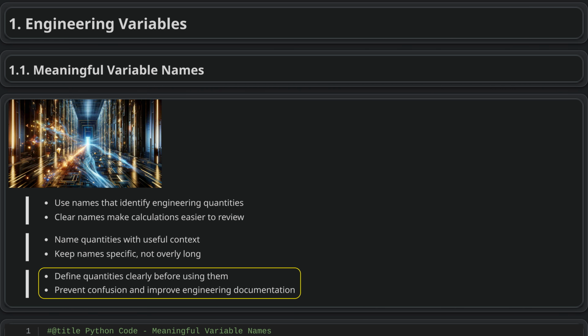Meaningful names in engineering calculations make each quantity clear before it is used, including its units and whether it is an input or a result. This reduces errors, supports better engineering judgment, and makes computations easier to debug and explain. In education and practice, clear naming turns calculations into a more coherent technical narrative.